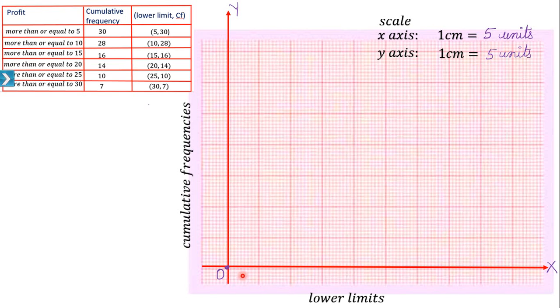Now, write here along the x axis 1 centimeter is equal to 5 units. So, least number is 5. So, I will start from 5, 10, 15, 20, 25, 30. Along the y axis, we have chosen scale 5 units only. Least number is 7. So, we can start to write from 5, 10, 15, 20, 25, highest number is 30. So, we have to write till 30.